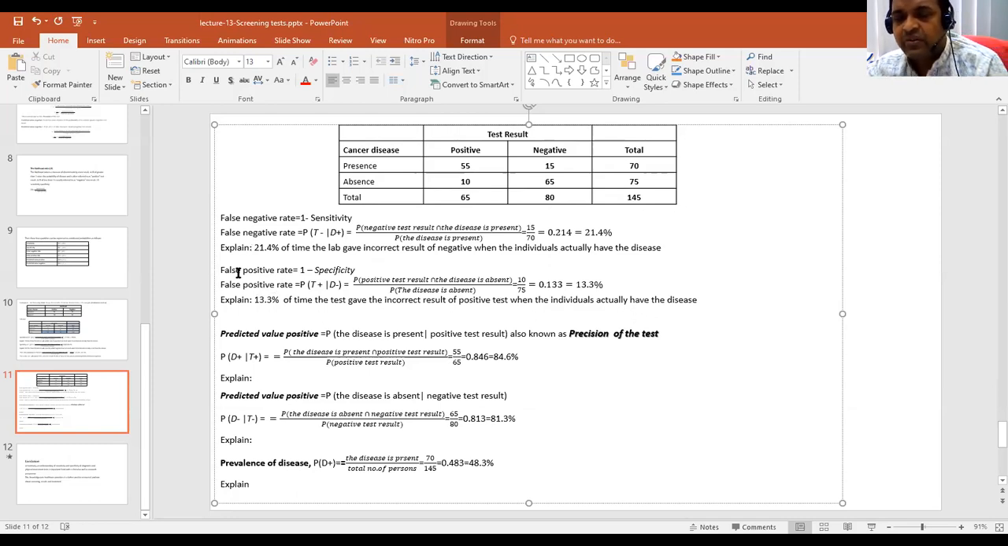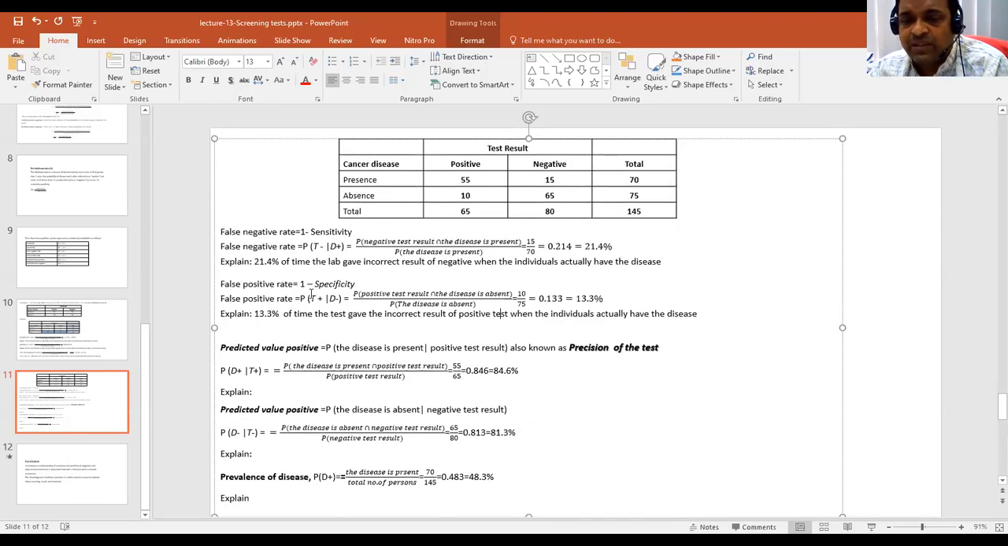As we learned, the higher the sensitivity and specificity, the better. When the sensitivity and specificity are higher, automatically the false negative rate and false positive rate will be smaller. So all laboratory tests always aim for higher sensitivity and higher specificity. Automatically their mistakes or errors will be less.